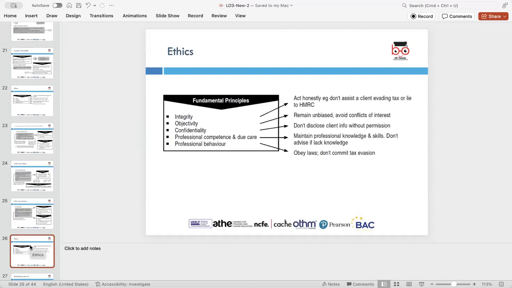Professionalism, ethics, fundamental principles. Those involved in VAT compliance must adhere to the fundamental principles of integrity, objectivity, confidentiality, professional competence, and professional behavior. Integrity involves acting honestly and ethically, avoiding activities such as assisting clients in tax evasion or providing false information to HMRC.